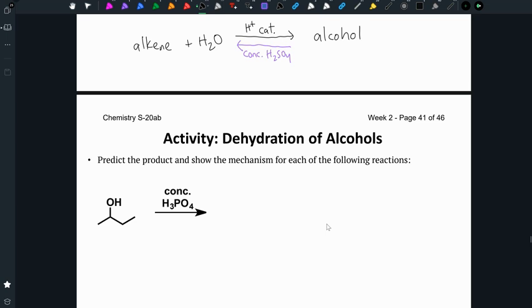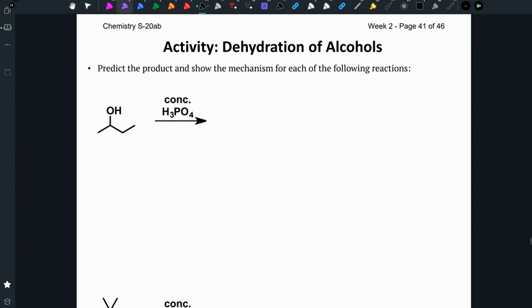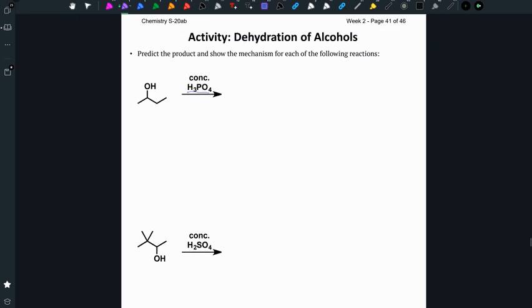This next page is just a chance for you to practice this E1 mechanism using acids. There are two acids that usually get used for this. One is concentrated phosphoric acid, H3PO4, and one is concentrated sulfuric acid, H2SO4. So for practice, what I'd like you to do is draw these two mechanisms out. The first one should be relatively straightforward. The second one is a little more complicated because once you form your carbocation, something special might happen.